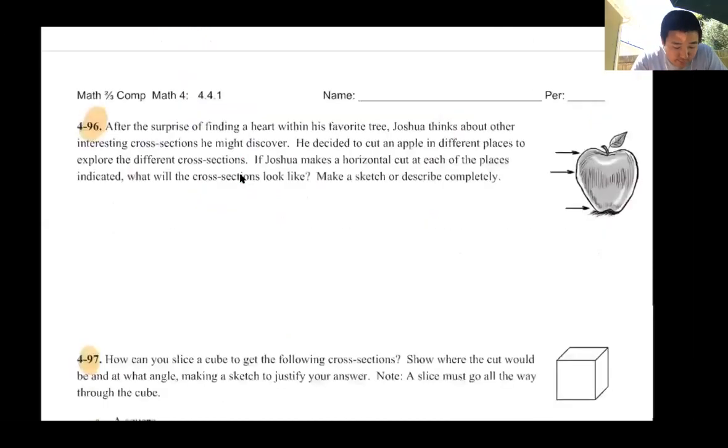4-96. After the surprise of finding the heart with his favorite tree, Josh thinks about other interesting cross sections he might discover. He decided to cut an apple in different places to explore the different cross sections. If Josh makes a horizontal cut at each of the places, indicate what the cross section might look like.